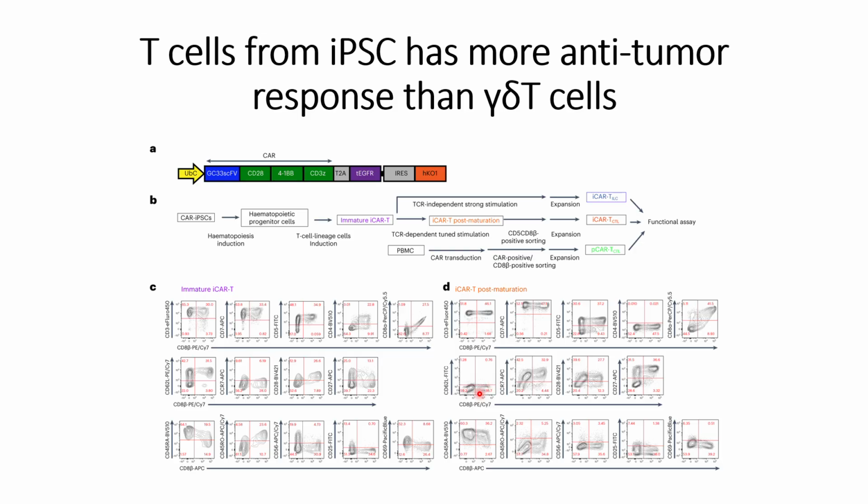So this is how they plan to compare the results presented in the previous literature, that T cells from iPSCs have more anti-tumor response than gamma delta T cells. They will compare these three conditions and check whether they see results that are in line with the literature, or different results. We will discuss the results of these three conditions in the subsequent videos.